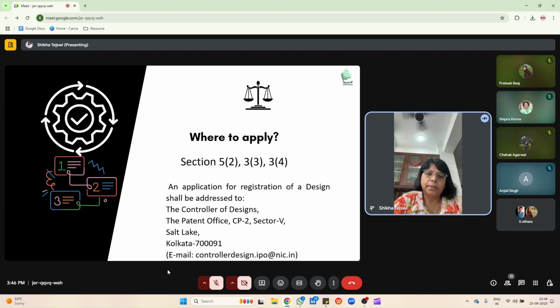Now, where do we apply for the design? These are the relevant sections, where you will find sections 5, 23, 33 and 34. And this is the address of the Design Office, Kolkata. This is the main office.